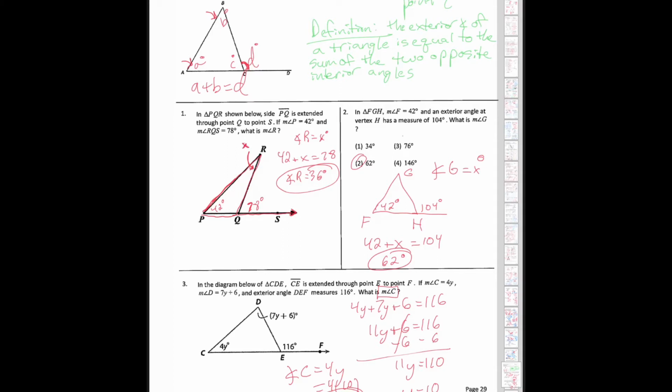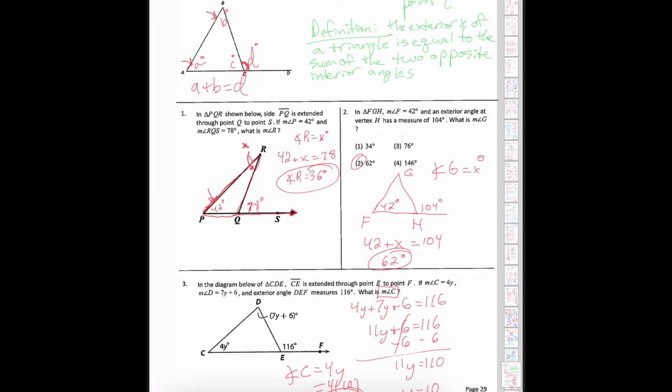So we have to set it up just like we said. The two opposite angles from the exterior angle added together equal the exterior angle. So 42 plus X equals 78. Our angle R is equal to 36 degrees. Let's go through another example.